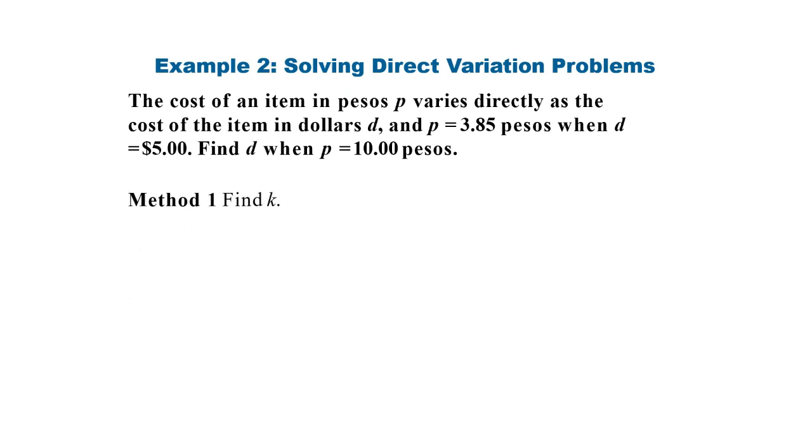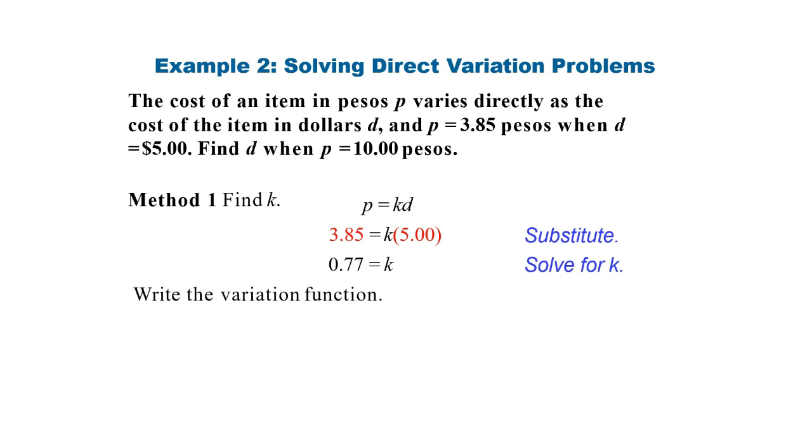Method number 1. Let us find the value of k. Translate the statement P varies directly as the cost of the item in dollars, D. So the equation is P equals kD. Since P equals 3.85 and D is $5, let us substitute. The equation becomes 3.85 equals k times the quantity of $5. Solve for k, and the value of k is 0.77.